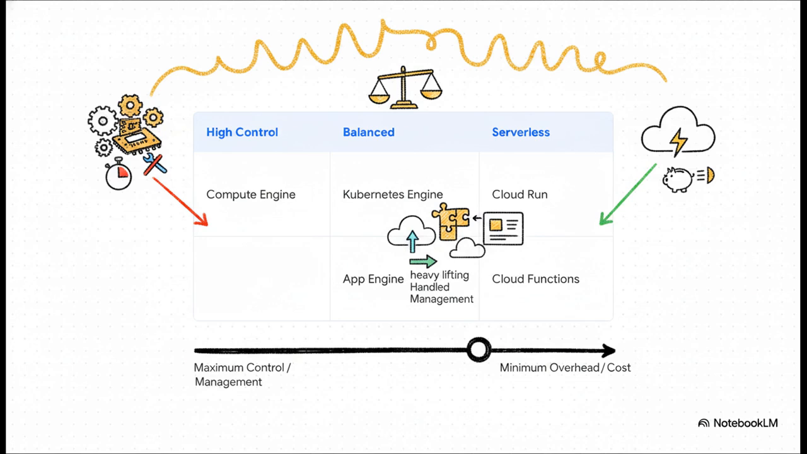Over on the far left, you've got Compute Engine, giving you maximum control. But hey, that means maximum management responsibility for you. In the middle, platforms like Kubernetes Engine and App Engine give you a nice balance, handling a lot of the heavy lifting. And all the way on the right, that's your incredibly low overhead serverless stuff like Cloud Run and Cloud Functions. A great rule of thumb? Whenever you're building a solution, try to push your workload as far to the right of this spectrum as your technical limits will actually allow.